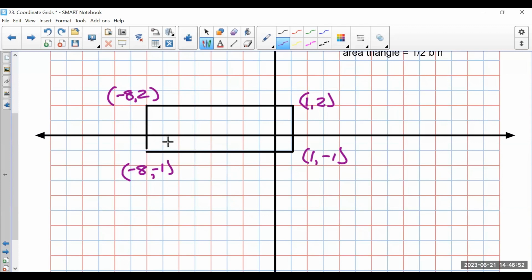Then you have to find the length and the width. So what's the difference between -8 in the x and 1 in the x? On a number line, if you have a 1 and a -8, the difference between those two is 9. So this side is 9 blocks long. This side's a little easier to see. You can see it's 3, but also on a number line, the difference from -1 to 0 to 1 to 2 is 3.